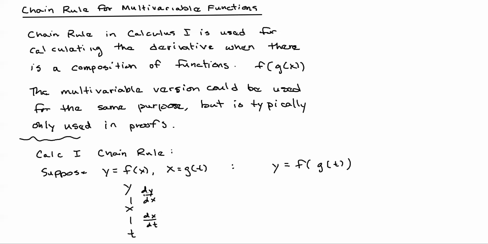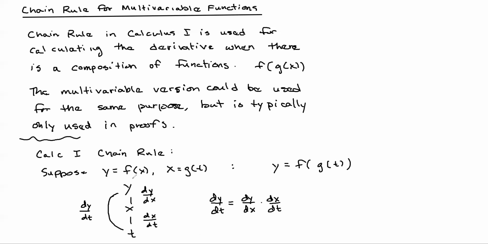Okay, and then the way that you can calculate the final derivative, I'm just going to draw a line from top to bottom to represent the final derivative. So the final derivative is dy/dt. The way that you calculate it is by multiplying down the tree. So you'll get dy/dt equals dy/dx times dx/dt.